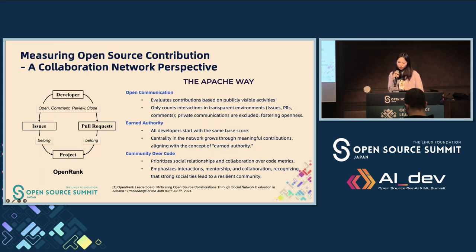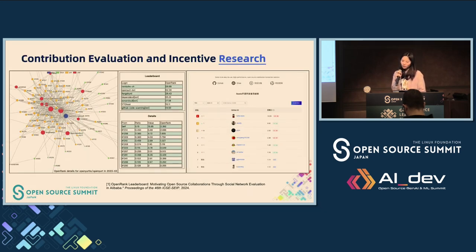And the Apache Way also stresses community over code. They advocate that a vibrant and engaged community is more important than perfect code. So in OpenRank's approach, the algorithm emphasizes social relationships and collaborative behaviors over simple code metrics. The centrality metric of the OpenRank algorithm is similar to PageRank. Its assumption is that developers with higher contribution values tend to collaborate with developers with high contribution values or contribute more valuable issues and pull requests.